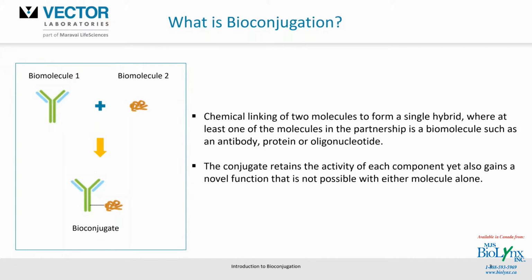Now, one thing that's very important is the conjugate retains the activity of each of the components. In the example that I've got over here, the antibody, of course, you want that to still bind to its target antigen, and you want this enzyme, the example we're using here, peroxidase, to still be reactive with a subsequent chromogen or substrate that you might apply in a given application. However, another important point is when you do put these two together, you get an additional functionality that you don't get with either molecule alone. So this is the nuts and bolts of bioconjugation.